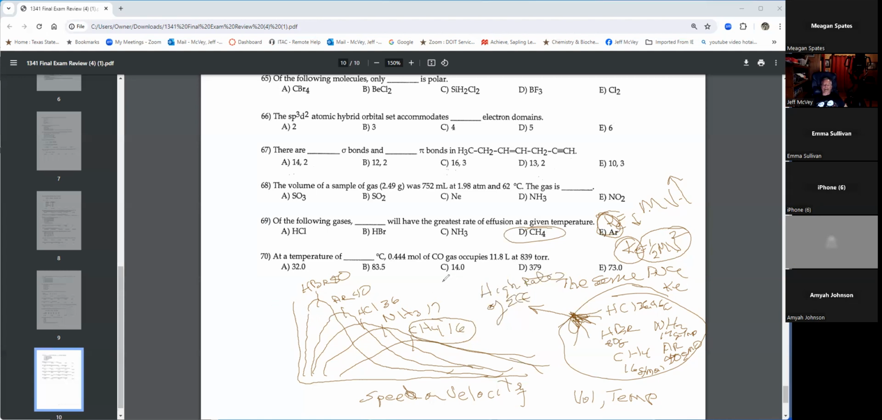So if you see something that looks like this and ask you which one's the heaviest gas, well, the heaviest gas has the slowest speed. The lightest gas has the particles stretched out toward the higher speed. Okay, that's not terrible.